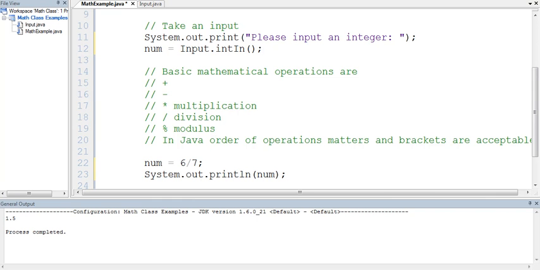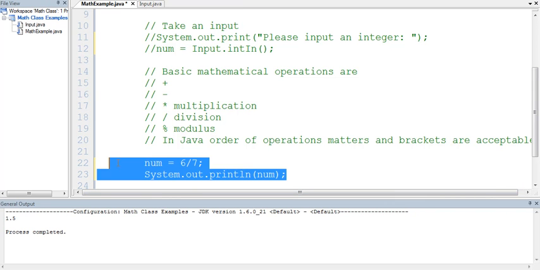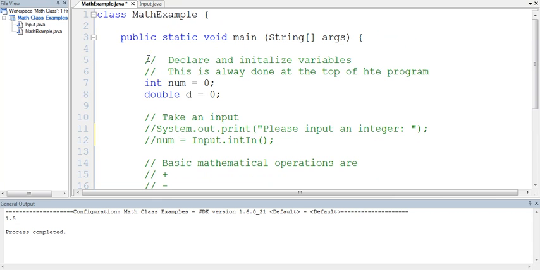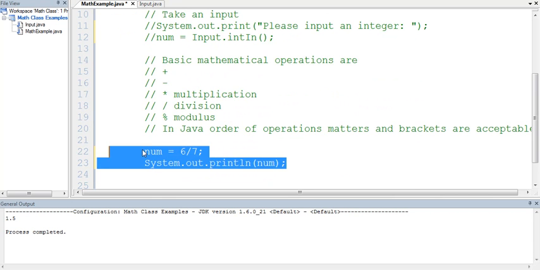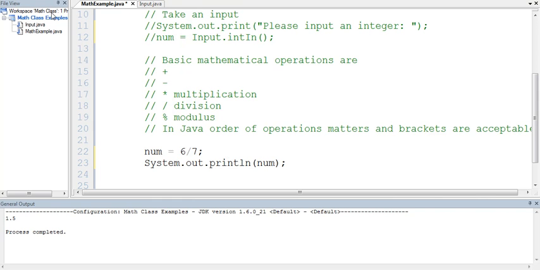So we're going to continue on from the last video. In the last video, we took an input for num, and then we performed a calculation which ignored the input, so this input didn't matter, and then outputted the value of num. So I'm going to comment out this input by putting 2 slashes in front of it. Now when this program executes, it's going to first declare and initialize 2 variables, and then execute this assignment statement and then output num.